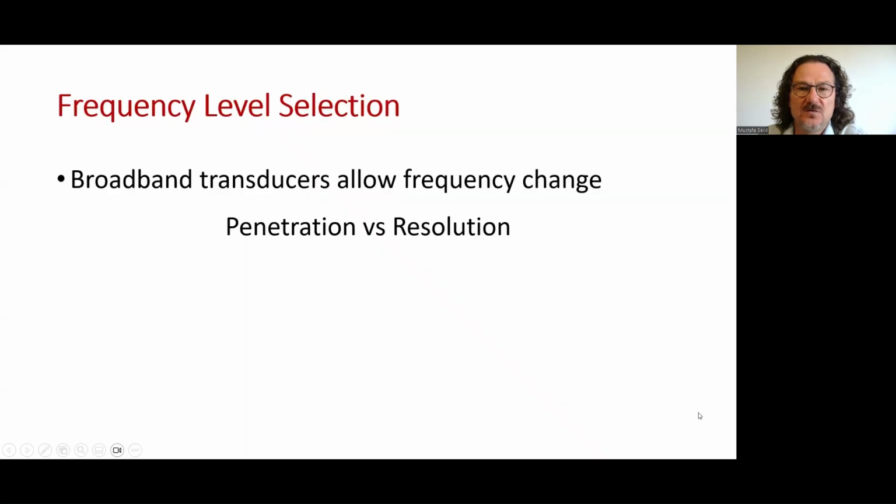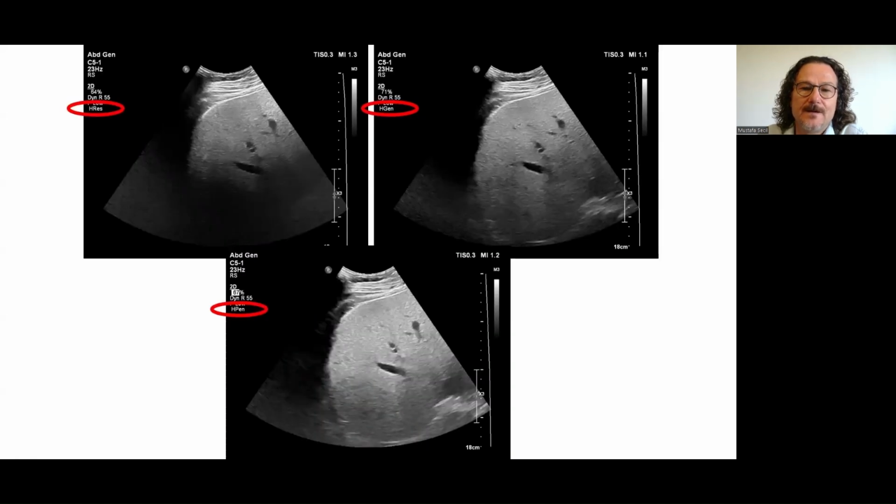Broadband transducers allow frequency change, penetration versus resolution. The patient has hepatosteatosis. All the other parameters are the same, but only the resolution, general or penetration preferences are changed. So you see the detail here, but loss of deeper tissues. You see the penetration demonstrates deeper levels, but the resolution is not as good as that.